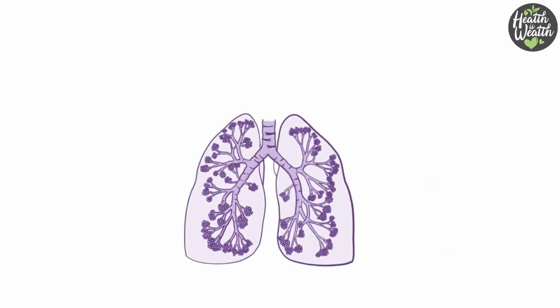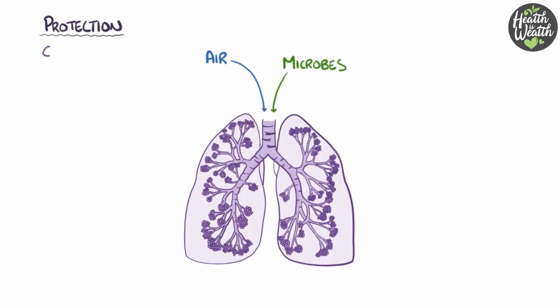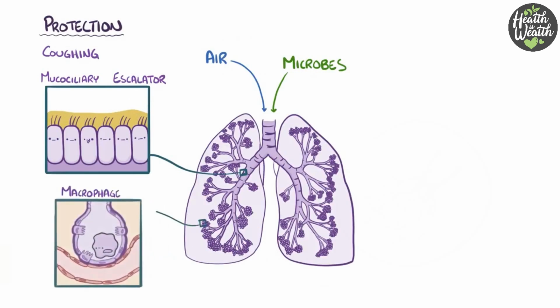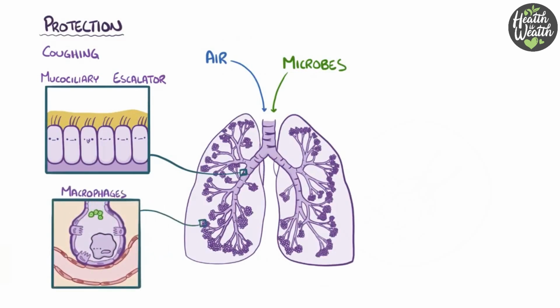Now, in addition to air, you're constantly breathing in other stuff like microbes. But we're usually pretty good at protecting ourselves. For example, we have mechanical techniques like coughing, a mucociliary escalator that lines the entire airway and moves out larger bacteria, and macrophages that are nestled deep inside the alveoli and ready to destroy anything that lands there.